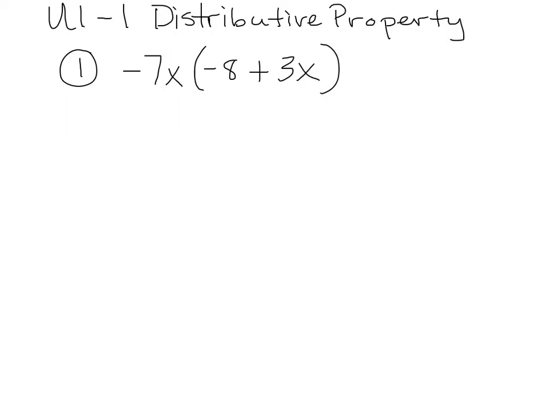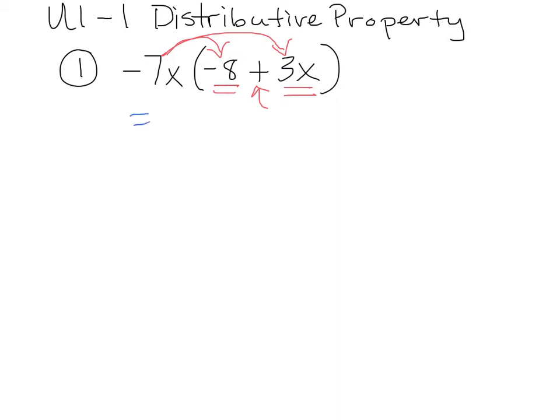So this multiplication, it's not just negative 7x times negative 8, it's also negative 7x times this 3x, right? Because there's two separate terms here. They're separated by the plus sign, by that sign in the middle. So the distributive property just says multiply to both.